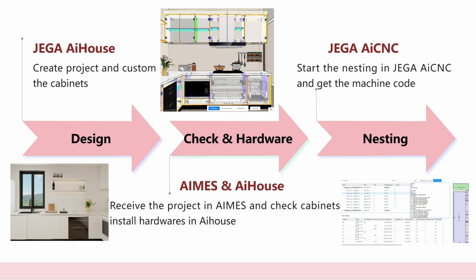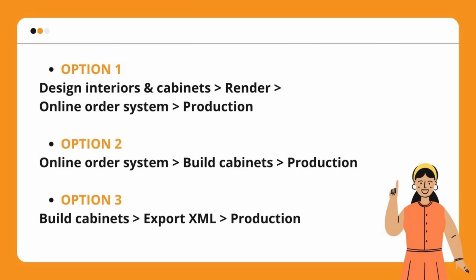Designer, who will create the project and customize the cabinets in JEGA AI House. Design engineer, who will check the cabinet structures and install the hardware and fittings. Nesting technician, who will do the nesting in JEGA AI CNC and get the machine code. And for these three steps, you need to use one of our management systems, MAS, to connect this whole chain.